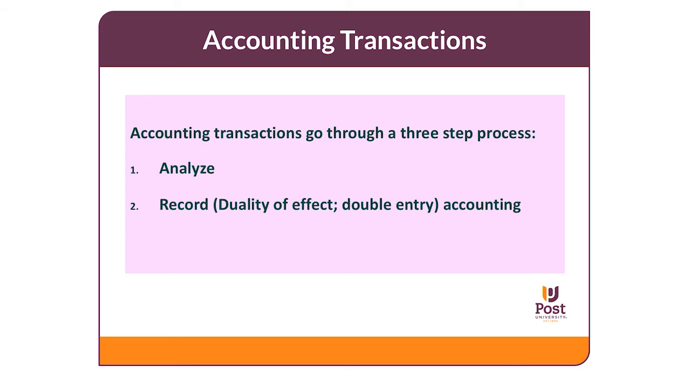We call this duality of effect double entry accounting. In other words, 2 accounts are affected. Remember that as it is one of the most important basic principles of accounting. After we record the transactions, we summarize the results. For example, we determine in total how much cash do we have.